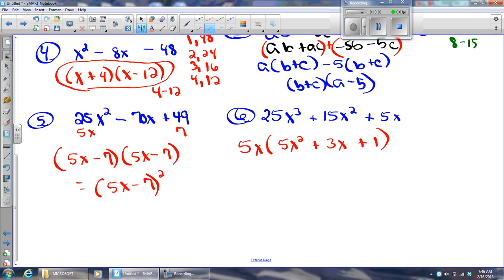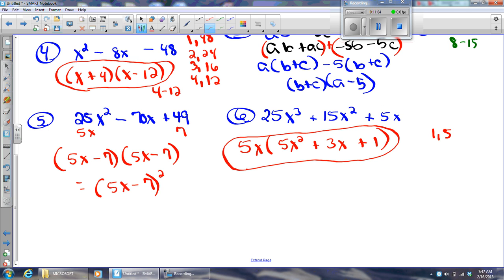Okay, now I'm going to look to see if I can factor this inside here. Let's see, let's multiply 5 times 1. It's 5. I need two factors of 5 that add to get 3. There are no such things that you can do. So we are done. All we could do is GCF this problem. And that wasn't a mistake. I wanted to show you that when you factor out GCF, you get a plus 1 sometimes.